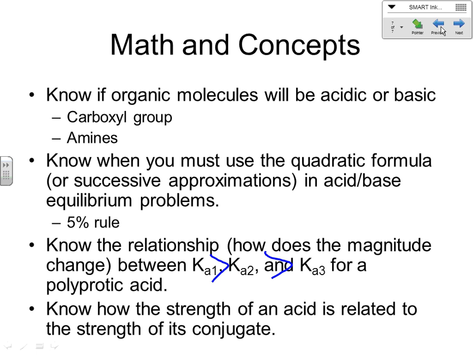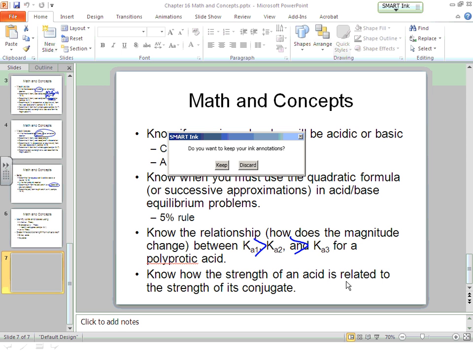And that's it. Those are the key things that you need to be aware of to do your absolute best on the Chapter 16 test.